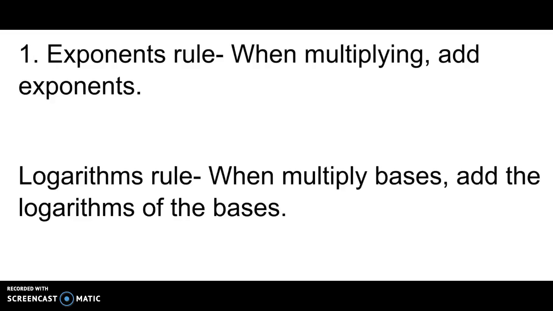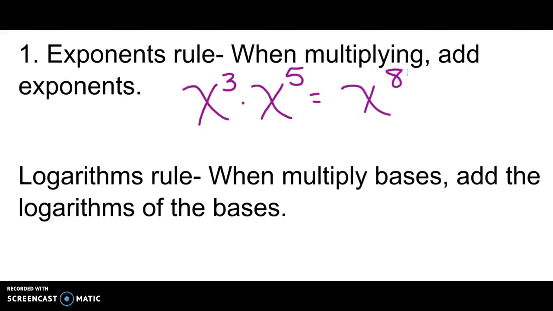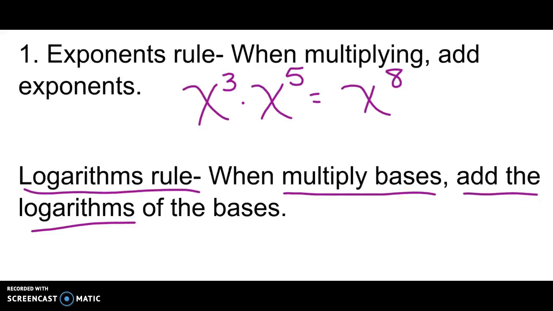All right, so here's the exponents rule that we remember. When multiplying, add exponents. That basically means if you had x to the third times x to the fifth, you would add your exponents, right? So you'd end up with x to the eighth. Well, with logarithms, we work backwards. When you're multiplying bases, you're going to add the logarithms. What does that mean? Let's look at this one.